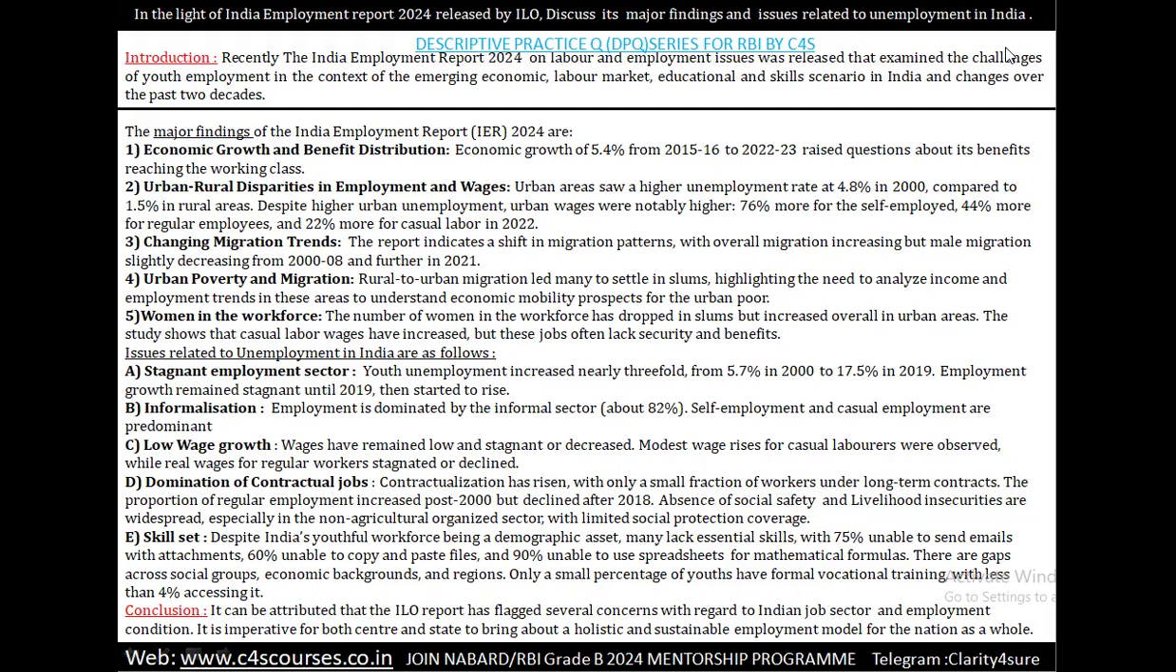And in conclusion, you can say that the ILO report has flagged many negative aspects and concerns over the employment sector, the job market in India. And we can say on a positive note that the central and state governments have to bring about a sustainable labour model, an employment model that can be beneficial in the long run for the nation as a whole.